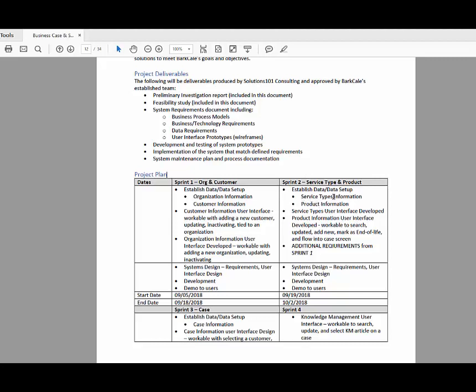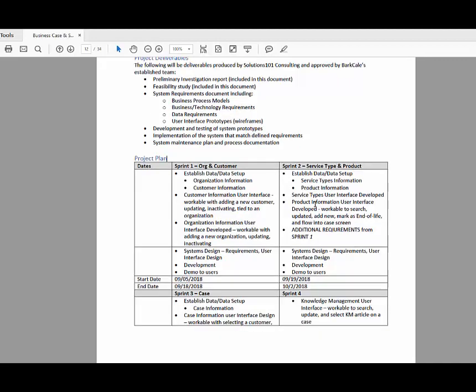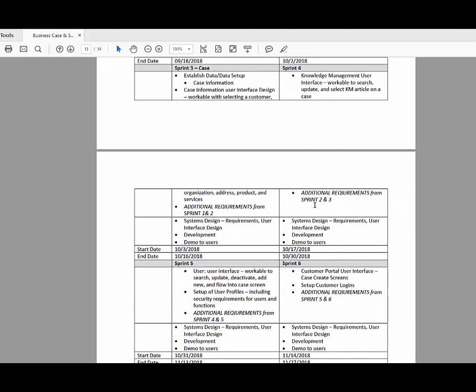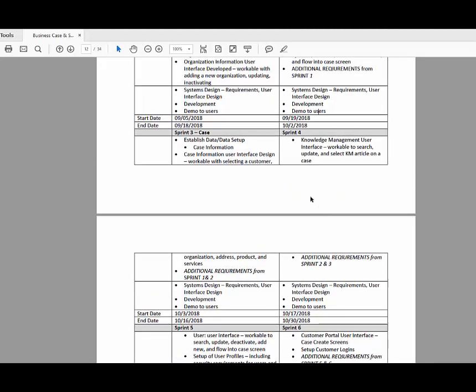We took service types and product information, because every organization that would call in would have customers associated to it, as well as service types they've purchased and products they purchased. In Sprint 2, we focused on that. And you can see our sprints were about 2 weeks long. In this course, we're only asking you to do Sprints 1 and Sprints 2. In this business case, we actually did many sprints. I only left in 7 of the sprints out of the 25, I believe, that we ended up doing.